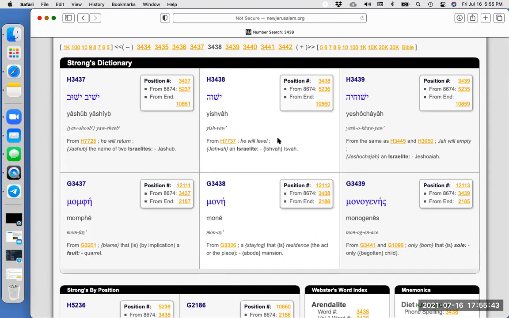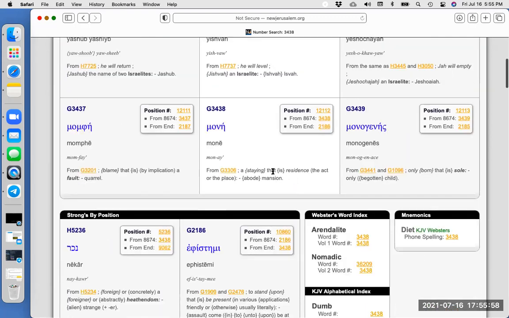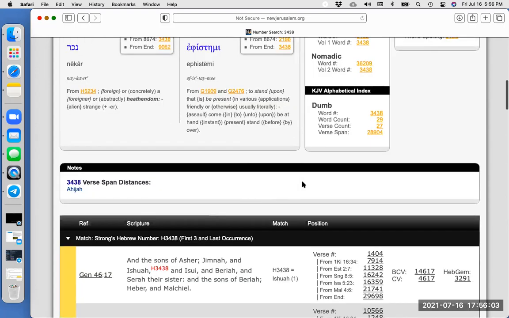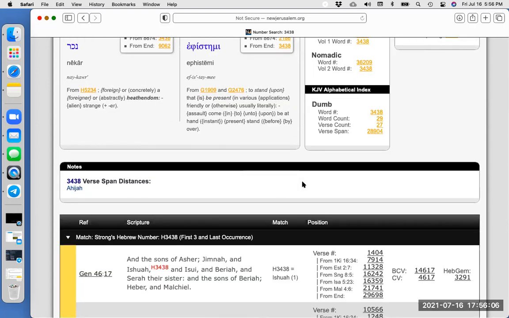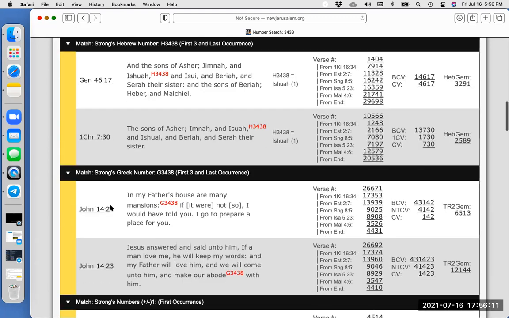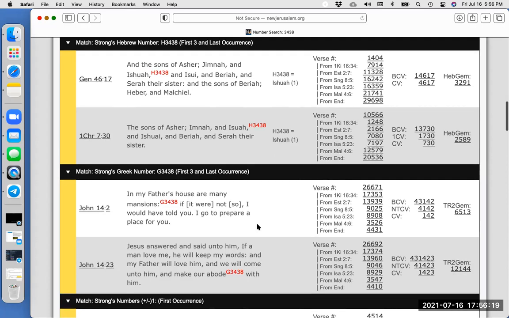He will level, and the word mansion. You know what a mansion is? That's a wide place. A mansion is very roomy. And here God is abiding in this mansion. It's like a celestial thing, a heavenly abode, like the tabernacle even is in heaven. In my Father's house are many mansions. If it were not so, I would have told you. I go to prepare a place for you.